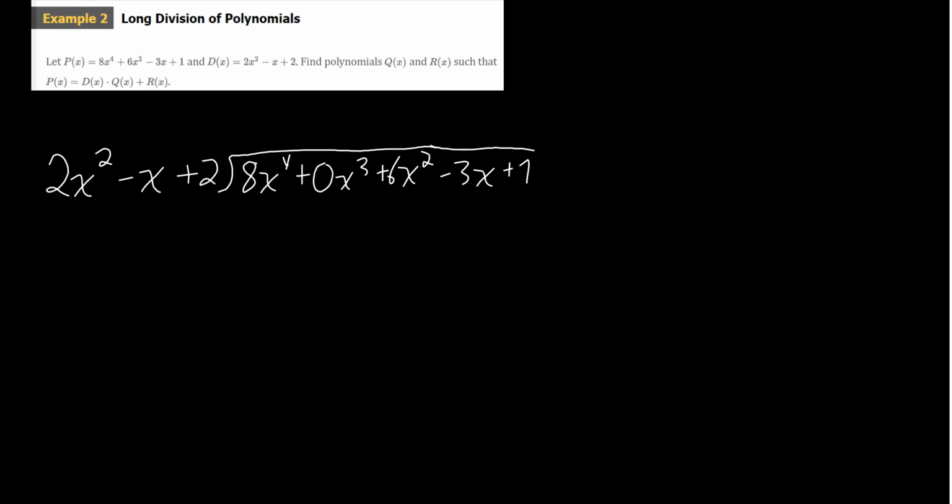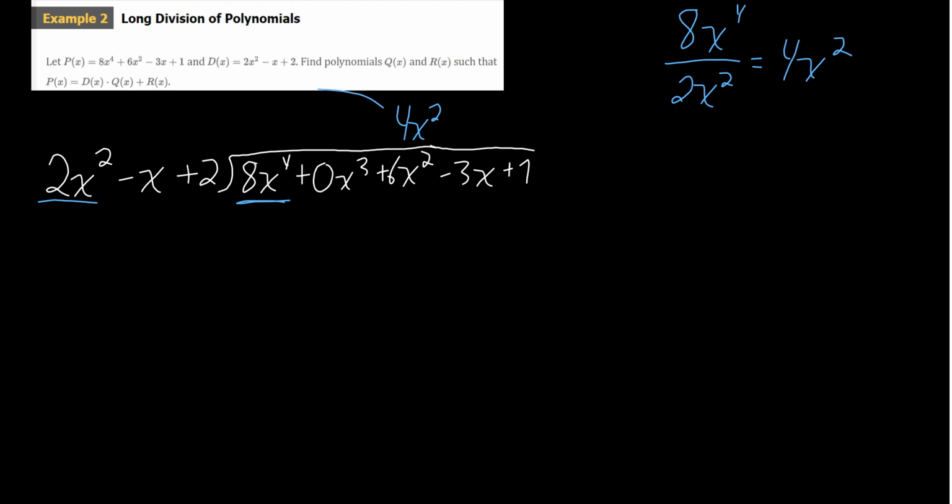All right, so what color did I start with? Was it blue? Nice, blue. It wants us to find the quotient and remainder, and of course, we'll do that. We're going to look at the first term here: 8x to the 4th power divided by 2x squared, and that's going to be 4x squared. So I'm going to write 4x squared right here above the x squared. Try to keep things in line there.